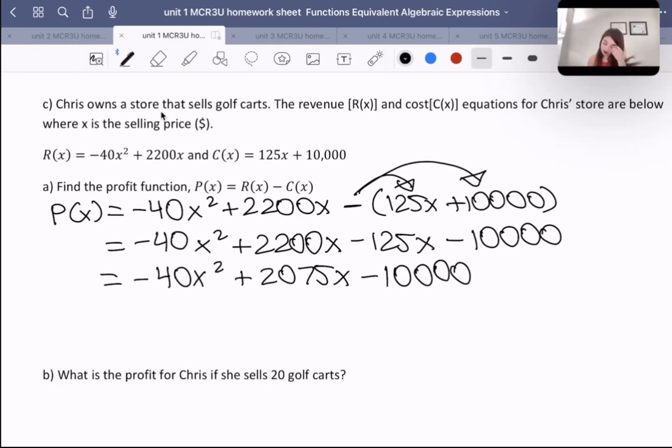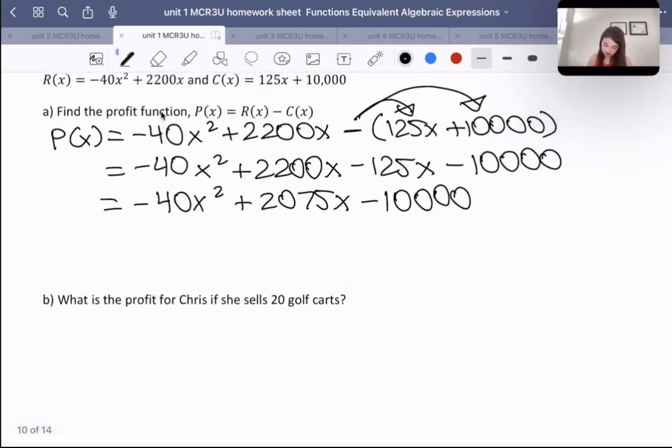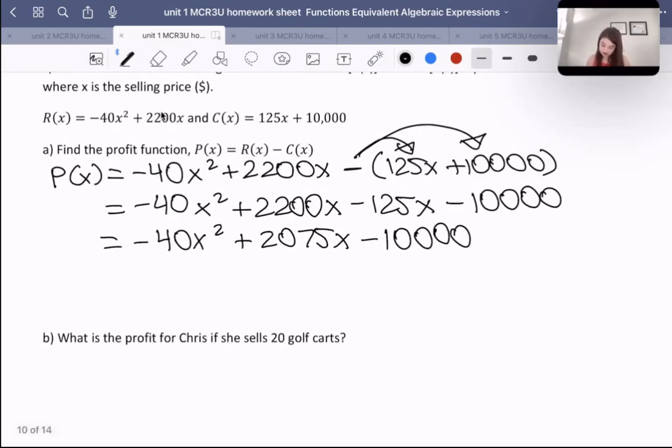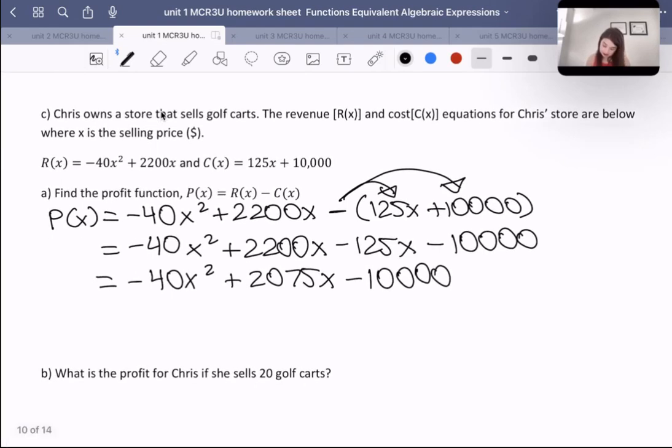Now, of course, his profit does depend on x, which is the selling price. So depending on how much or how little he charges, he could make more or less profit, but this is generally the equation. So here it asks a more specific question. It asks, what is the profit for Chris if she sells 20 golf carts?